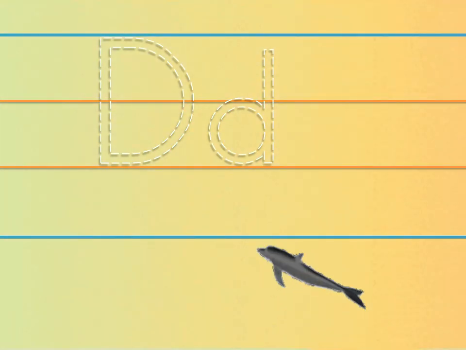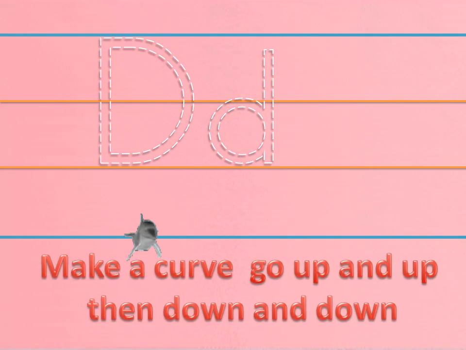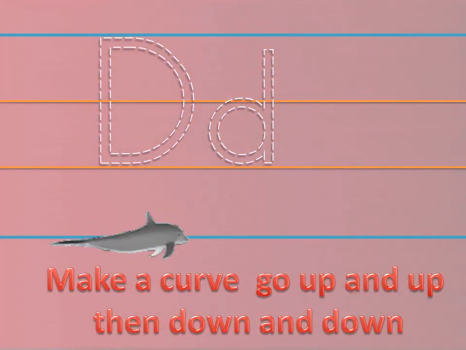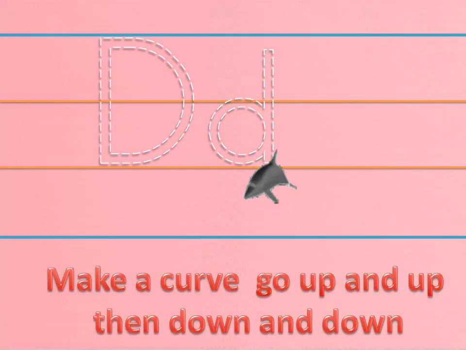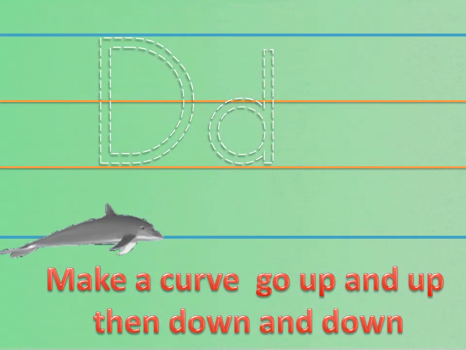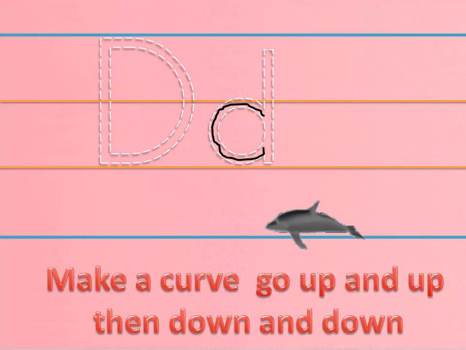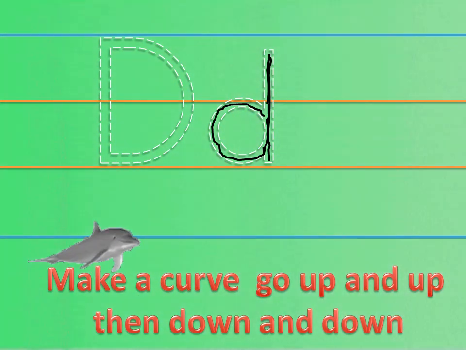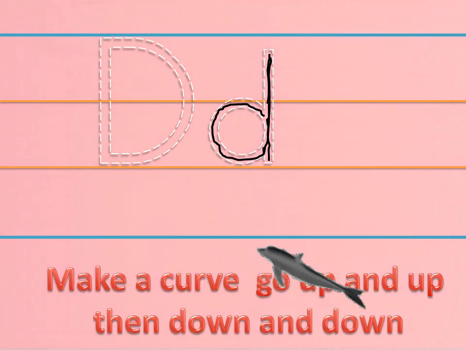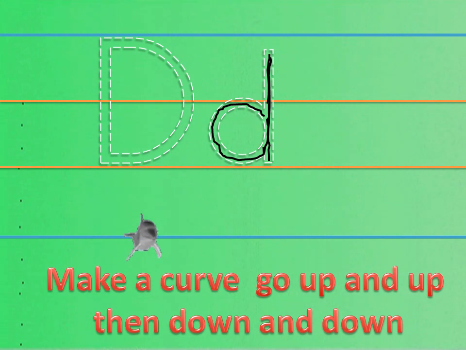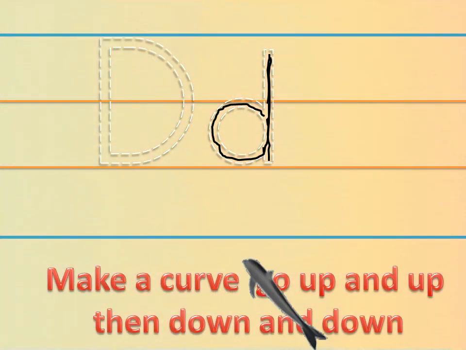D is the letter and D is the sound. Make a curve. Go up and up, then down and down. Letter D and the sound is D. Make a curve. Go up and up, then down and down. D. D. The dolphin. The dolphin.